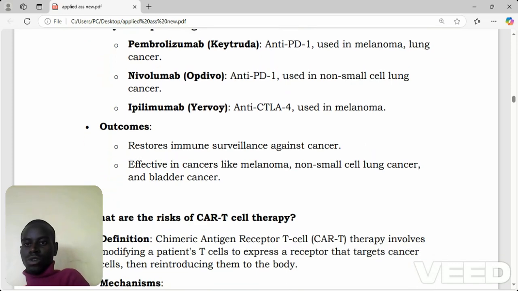Some outcomes here: restore immune surveillance against cancer. Effective in cancers like melanoma, non-small cell lung cancer, and breast cancer.